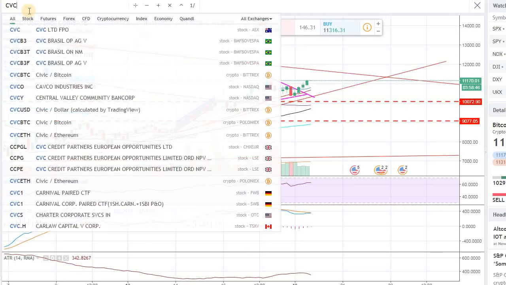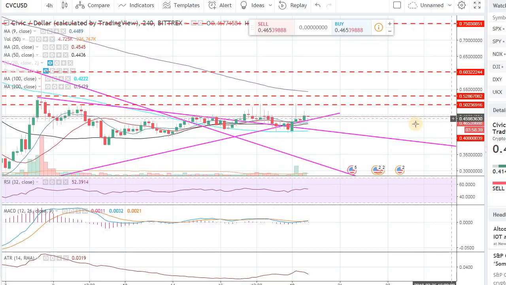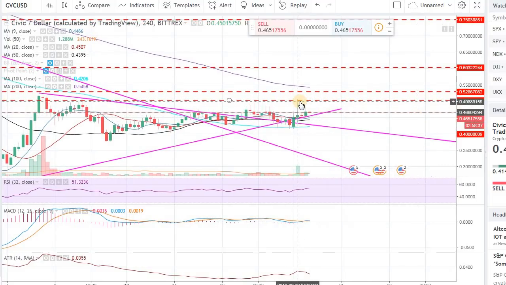Let's cover Civic real quick. This is the one I talked about a few days ago. Civic is trying to break out here. It tried to make a run toward the 50 cents mark and came right back. It's trying again today. Let's see if we can get some volume.